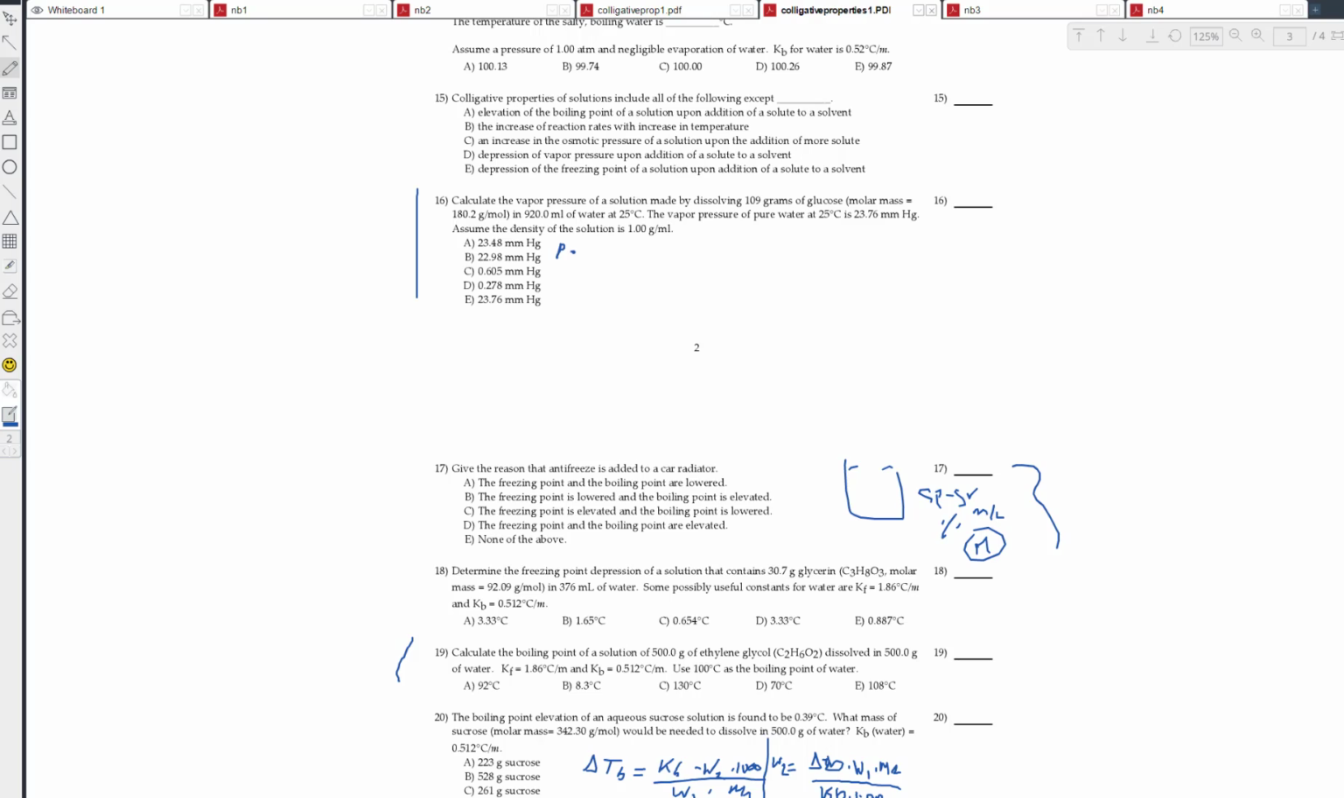The formula is the mole fraction times the molality, right? No, no, in this case, the formula is P is equal to P naught times X1. There are many other formulas, but here P is equal to P naught X1. Okay. And what is X1?